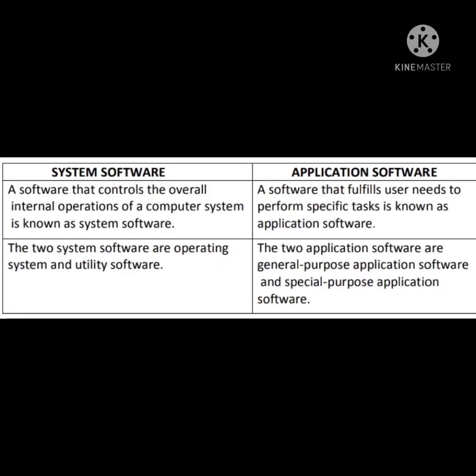Now let us see the difference between system software and application software. System software controls all the internal operations of a computer system. The main two system softwares are the operating system and the utility software. Application software is that which fulfills the need of the users to perform a specific task. The two application softwares are general purpose and special purpose software. This is what the differences are.